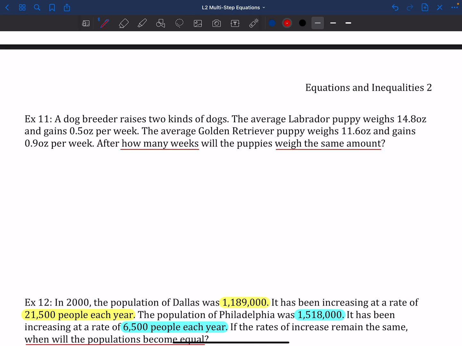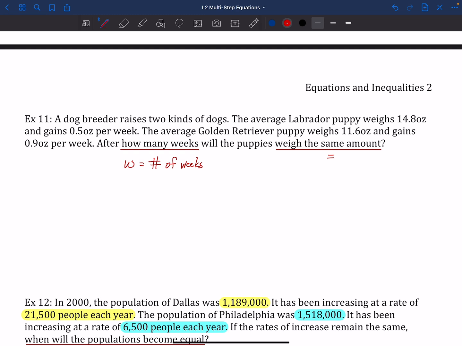Right? So the reason I underlined those right off the bat is that we are trying to figure out how many weeks it's going to be. That's telling me that I need to set myself up with a variable, right? We'll call it W, and that's the number of weeks. When we're trying to figure out when they weigh the same amount, that means that we're going to need to make these things equal to each other.